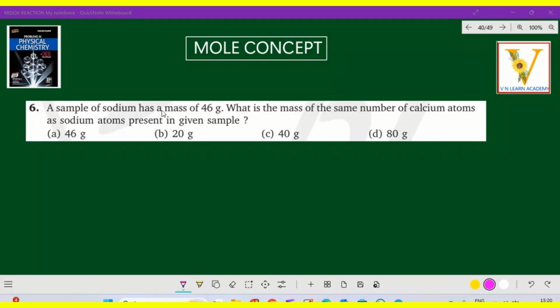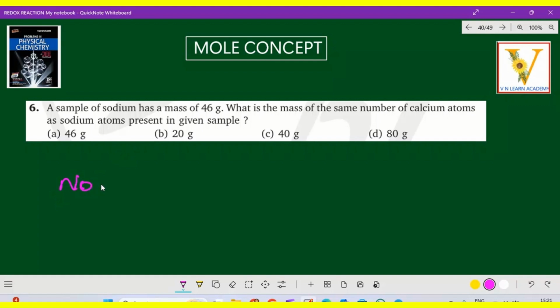A sample of sodium has a mass of 46 gram. What is the mass of the same number of calcium atoms as sodium atoms present in the given sample? Now they are asking about the same number of calcium atoms as sodium atoms present in that. To find the calcium atoms, we have to find the number of moles of sodium atoms.